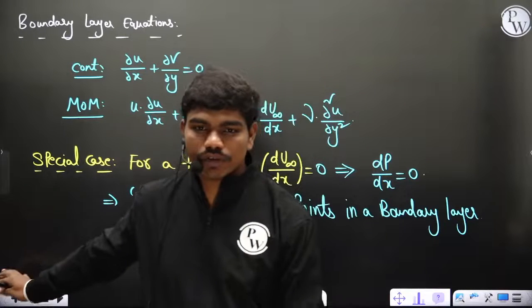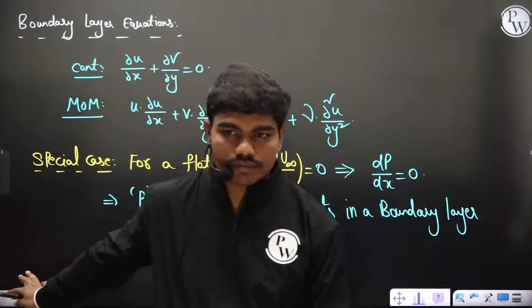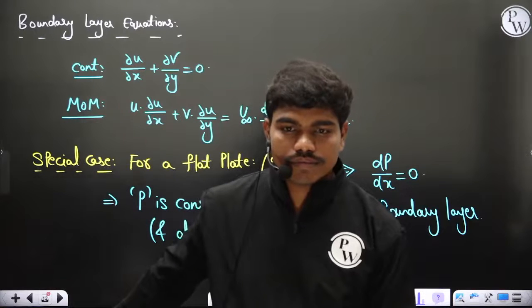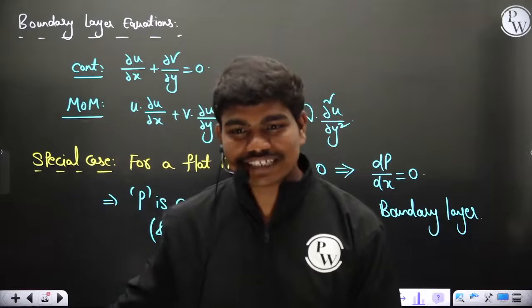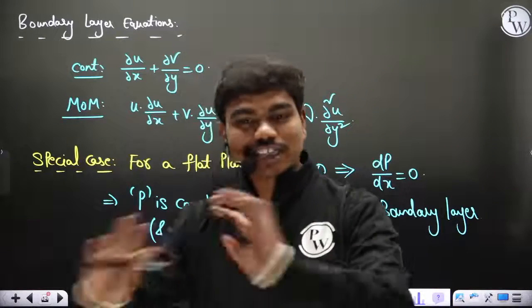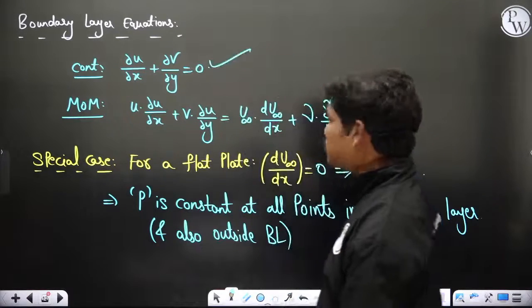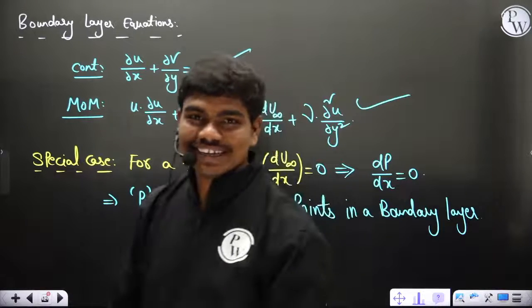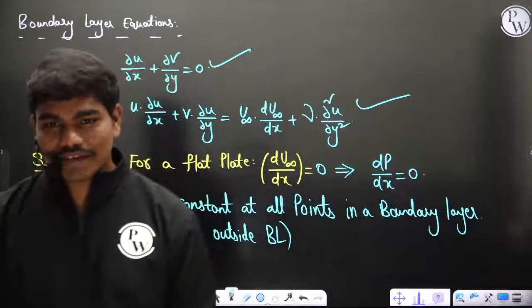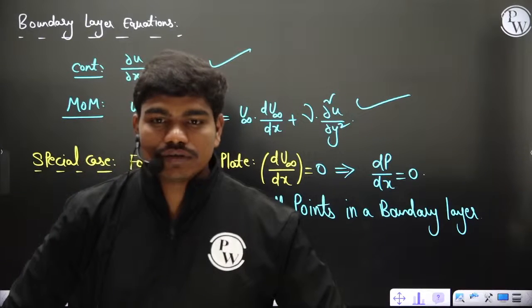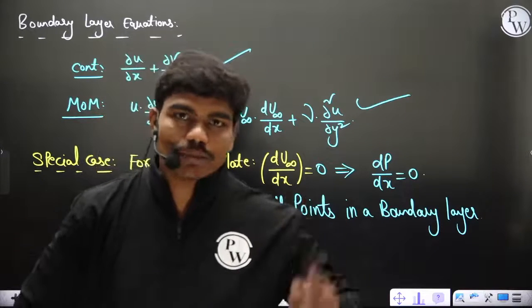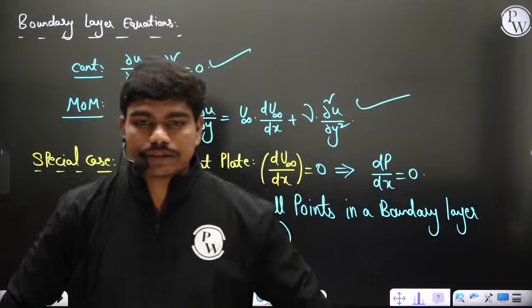But is this clear to all of you? Please type in the chat box here. Did you understand something or not? If you don't understand anything, just make sure these are the boundary layer equations. Yes, basically no pressure changes outside the boundary layer because no velocity changes.